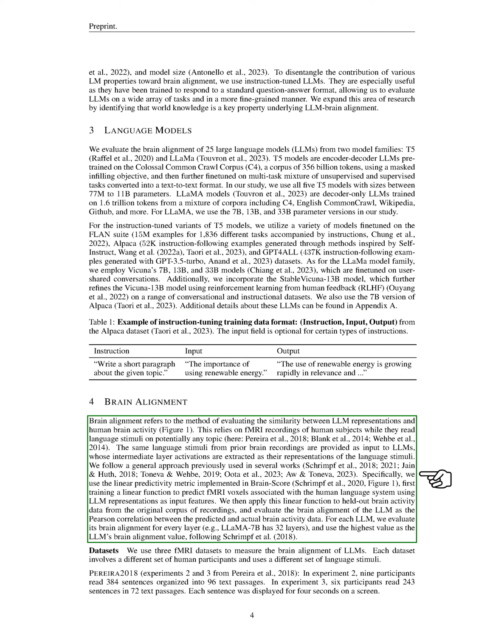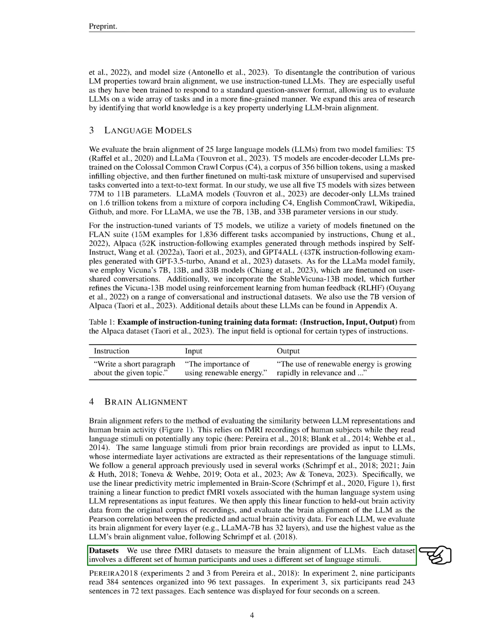Brain alignment is a method we use to evaluate how similar the representations created by these LLMs are to human brain activity. This involves using fMRI recordings of human subjects while they read language stimuli. We then provide the same language stimuli to the LLMs and extract their intermediate layer activations as their representations of the language stimuli. We then use a linear predictivity metric to predict fMRI voxels associated with the human language system using these LLM representations. The brain alignment of the LLM is then evaluated as the correlation between the predicted and actual brain activity data.